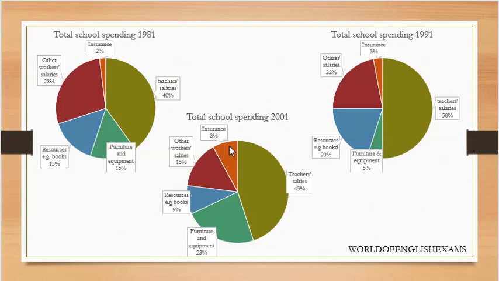So logically, I would go with teacher salaries and other worker salaries in one body paragraph, and the rest of the 3, that is insurance, books and furniture and equipment, will be represented in the second body paragraph.